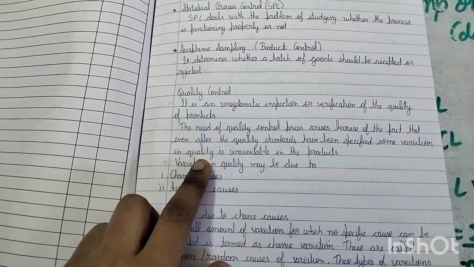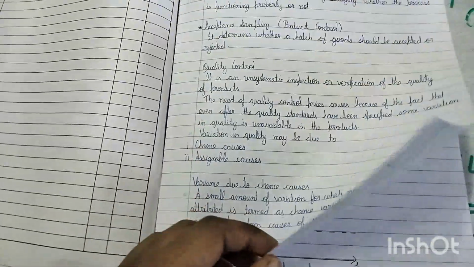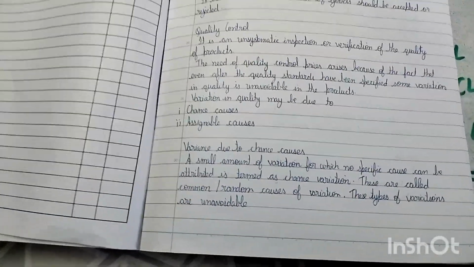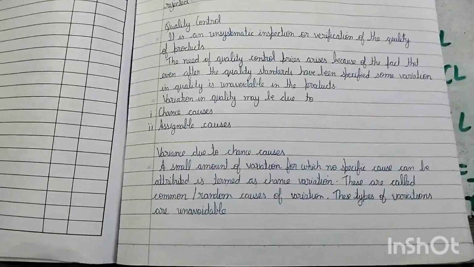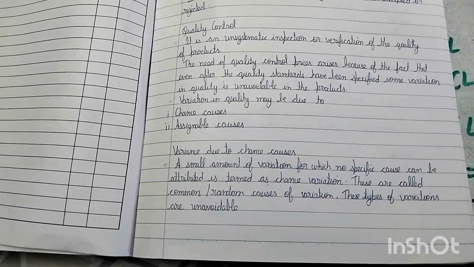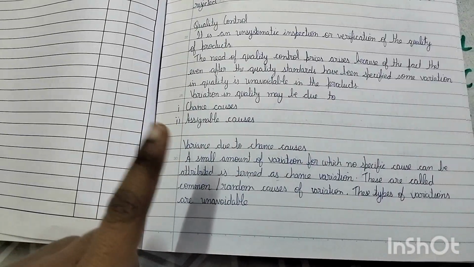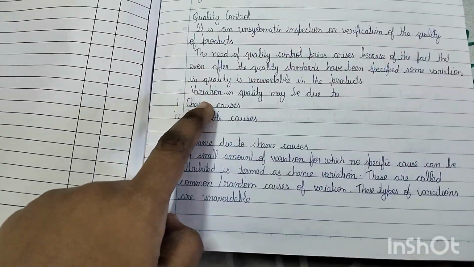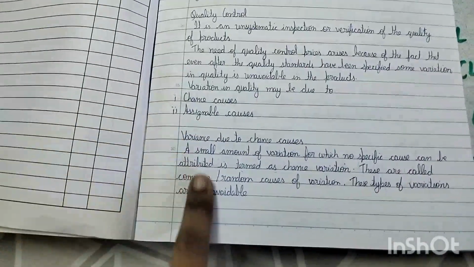Acceptance sampling is where it determines whether a batch should be accepted or rejected. If there are defective goods, they should obviously be rejected and replaced. Quality control is a systematic inspection or verification of the quality of products. Variation in quality may be due to chance cause and assignable cause. It may come for 1 or 2 marks.